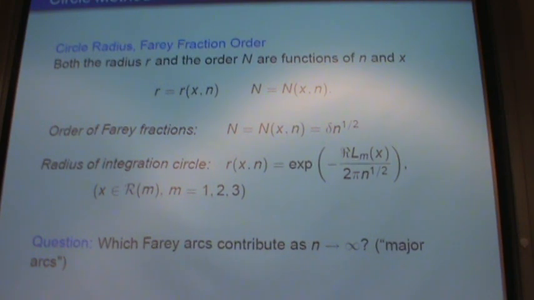So it turns out in these arguments that not all the arcs have equal importance, and usually just one arc will persist as n runs off to infinity, and that's the so-called major arc, typically.